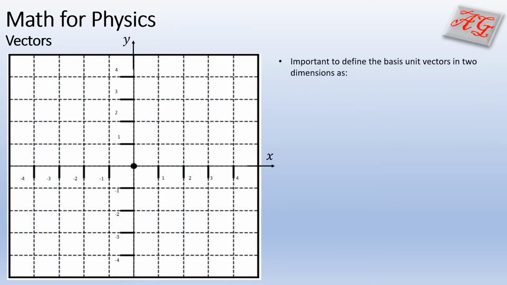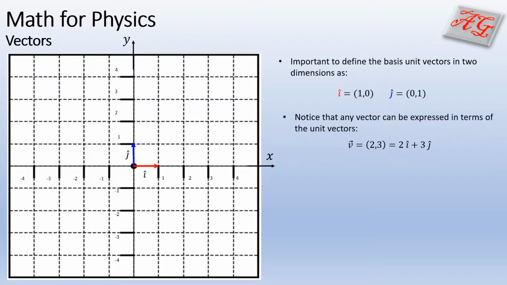We now define the two basic unit vectors in 2 dimensions. Let's define the basic unit vector along the x direction as i hat, given by (1, 0), and the basic unit vector in the y direction as j hat, given by (0, 1). It is worth noticing that these vectors are perpendicular. That is, when drawn, they form a right angle with each other.